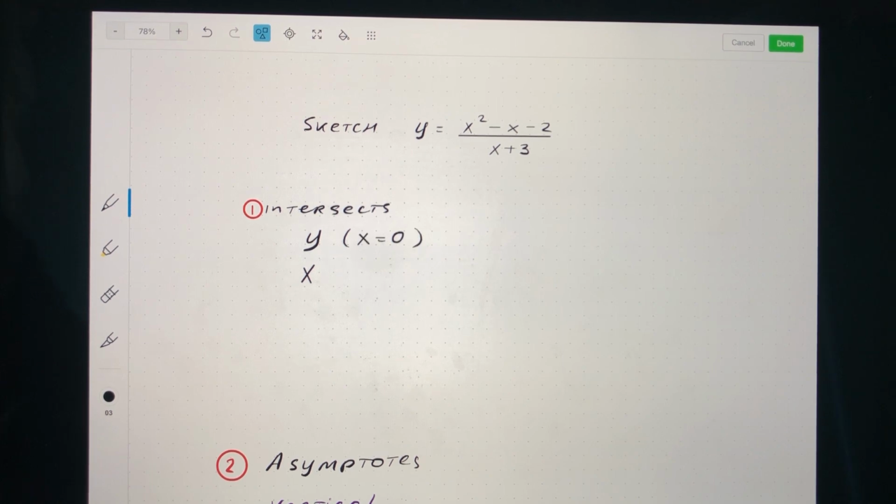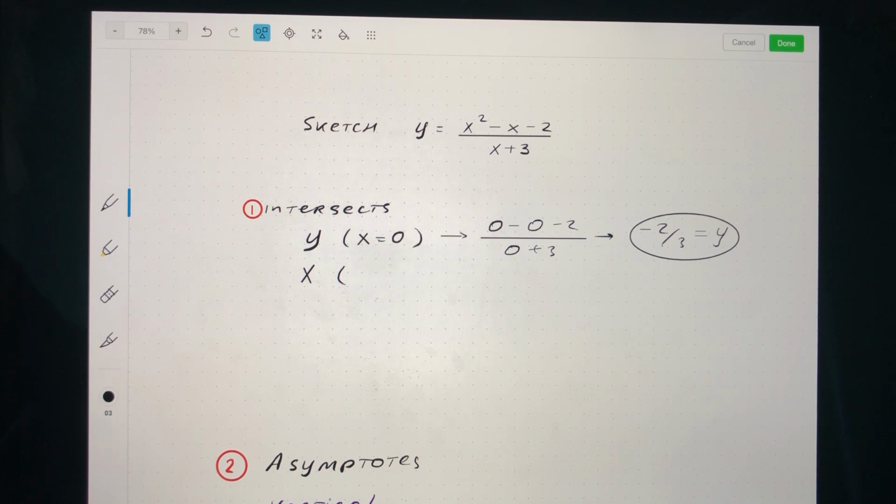If x is 0, that means we have 0 squared minus 0 minus 2 divided by 0 plus 3, which is negative 2 over 3, which is negative 2/3. So our y-intercept is negative 2/3. To get the x-intercept, we make y equal 0, and that means we are now solving 0 is x squared minus x minus 2 divided by x plus 3.